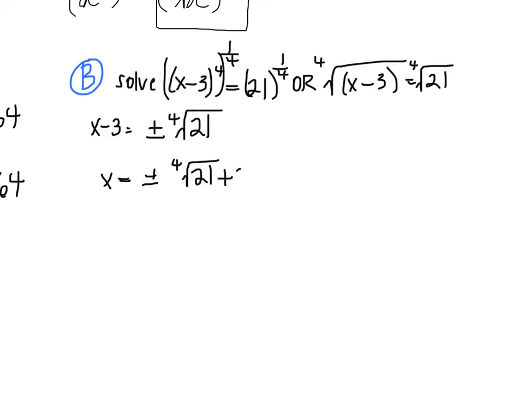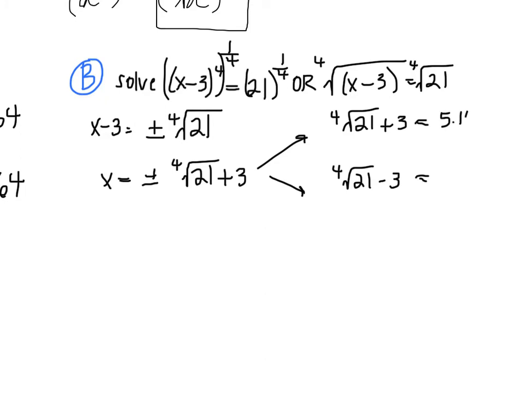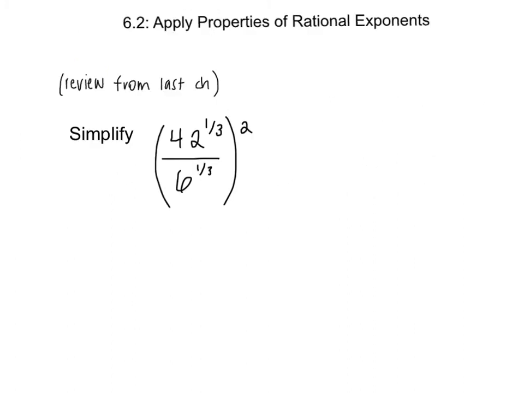Therefore, we have x equals plus or minus the 4th root of 21, plus 3. And then from here, since we have plus or minus, we have the 4th root of 21 plus 3 and the 4th root of 21 minus 3. So these are approximately 5.14 and 0.86 on our calculator.